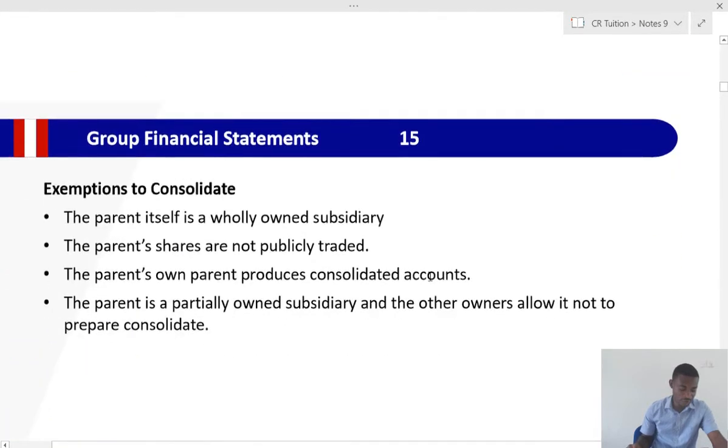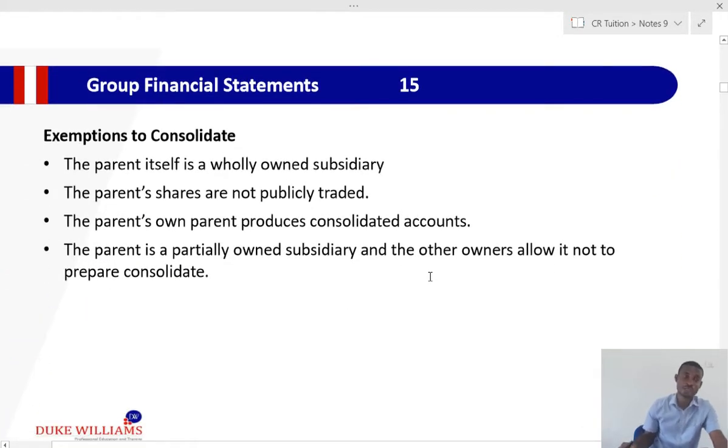Let's move on to look at exemptions to consolidate. This is not new. We are looking at under what circumstances the parent entity can be allowed not to consolidate, even when they should consolidate. One, when the parent itself is a wholly owned subsidiary. So entity A is also a subsidiary of, say, another entity, maybe entity C, and because entity C has 100% ownership in A, entity A can be allowed not to consolidate because the parent entity will consolidate both entity A and B.